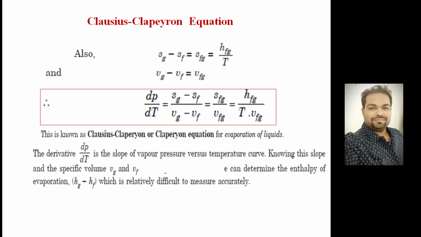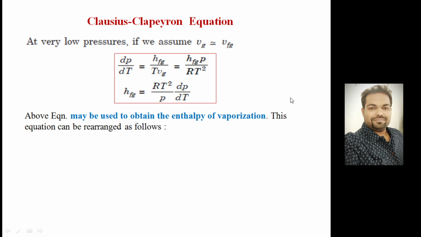Clear? Or the evaporation process. So here dP/dT is the slope of the vapor pressure versus temperature curve, and knowing this slope and the specific volume from experimental data, one can easily calculate the enthalpy of evaporation, which is very difficult to calculate analytically. But from experimental data, we already know the specific volume, and this slope can be taken from the experimental pressure-temperature curve. Easily one can find out the hfg.